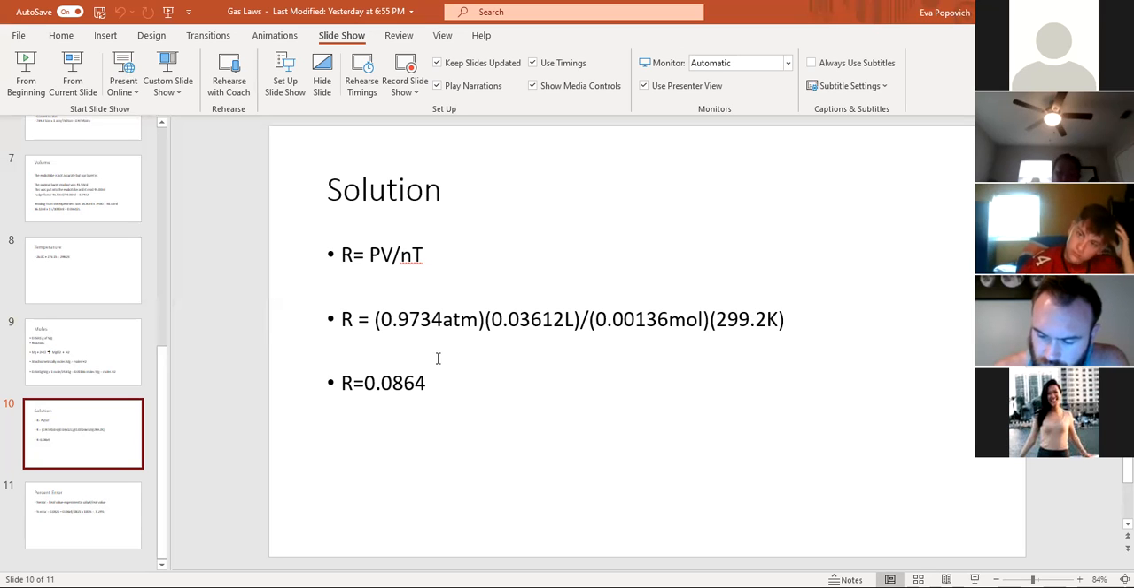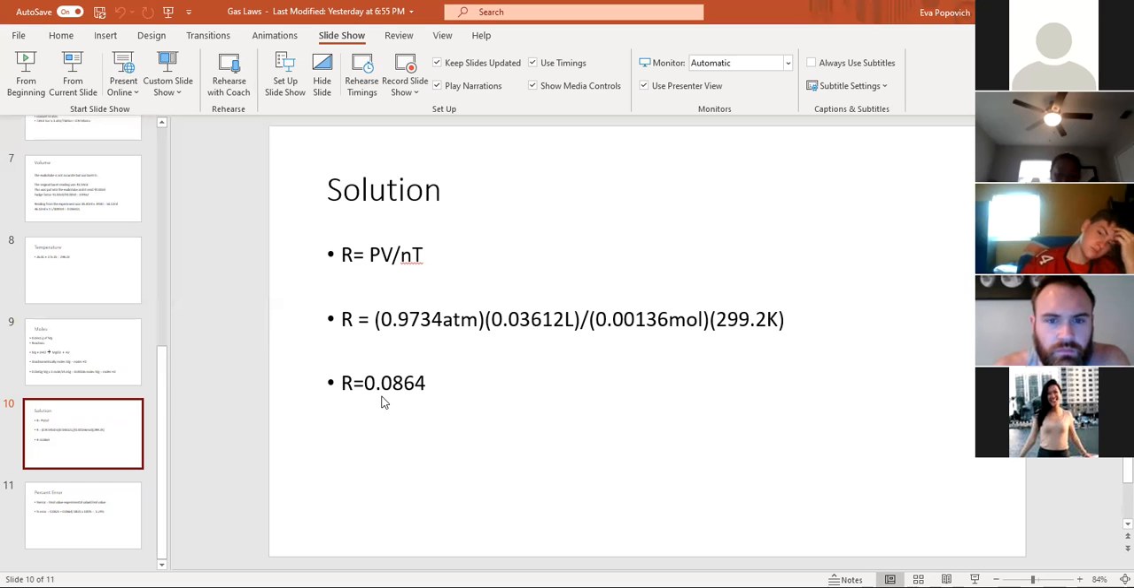But James brings up a point. Do we know what our true value should be? Of R? Yeah. I thought it was like 0.0821. There you go. That is the true value of R. When we did our experiment just now, we came up with the value of 0.0864.